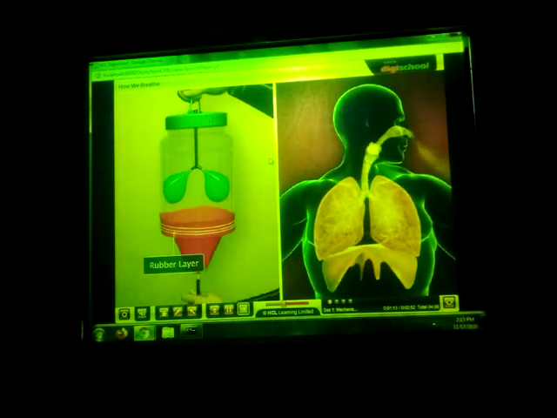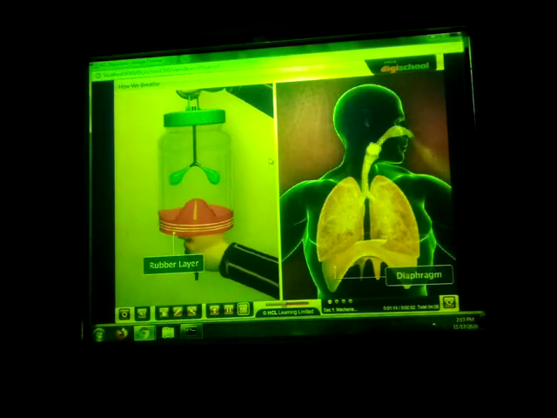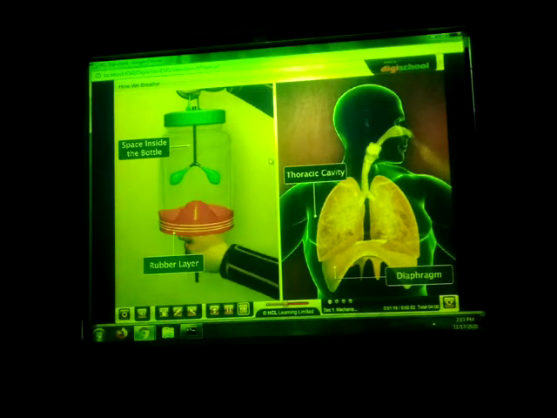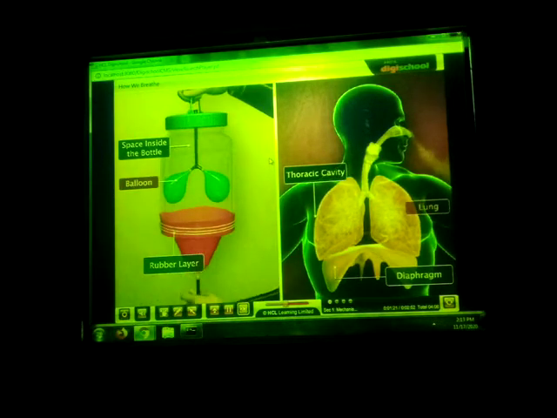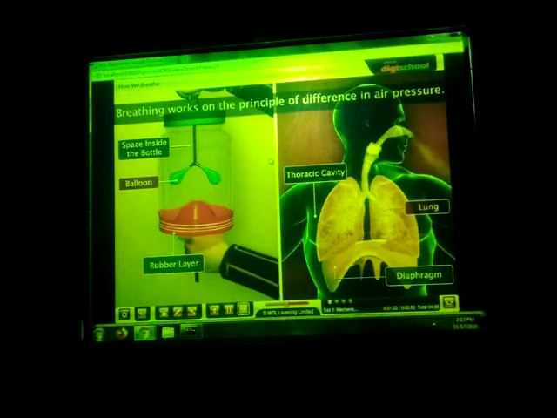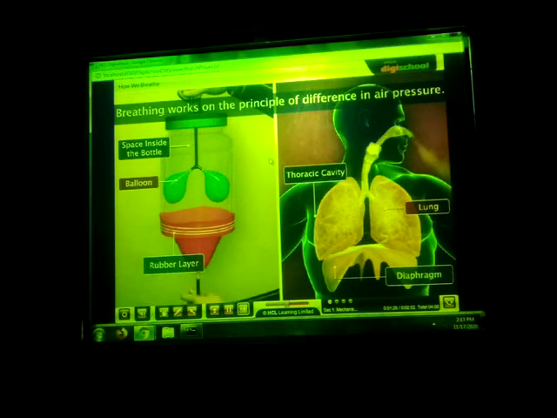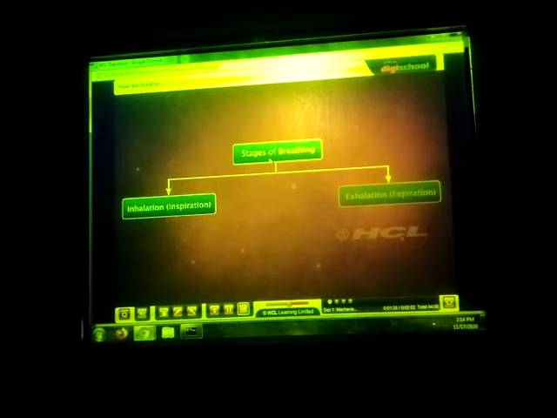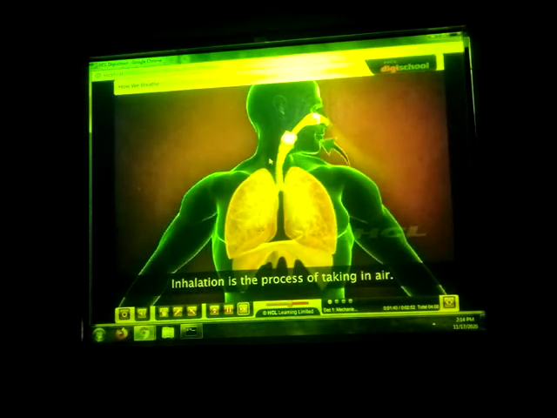The rubber layer in this setup represents the diaphragm. The space inside the bottle is analogous to the thoracic cavity, and the two balloons are like the two lungs. As in this setup, breathing also works on the principle of difference in air pressure. Breathing is carried out in two stages: inhalation or inspiration and exhalation or expiration. Breathing in is called inhalation. During inhalation, air moves into the lungs.